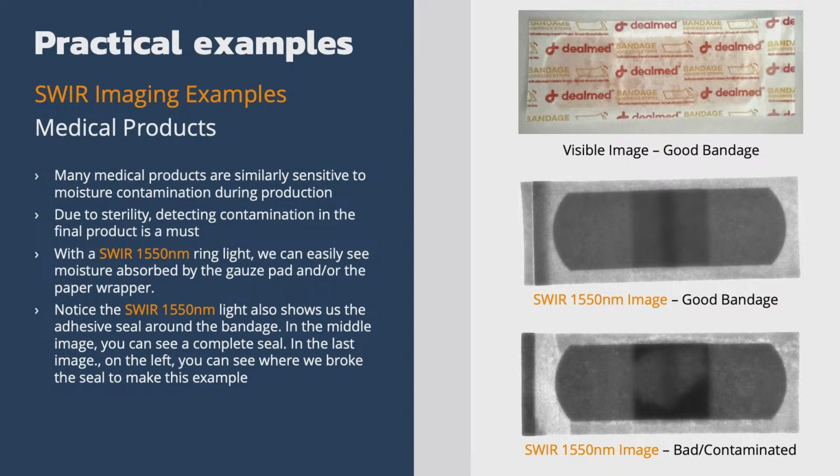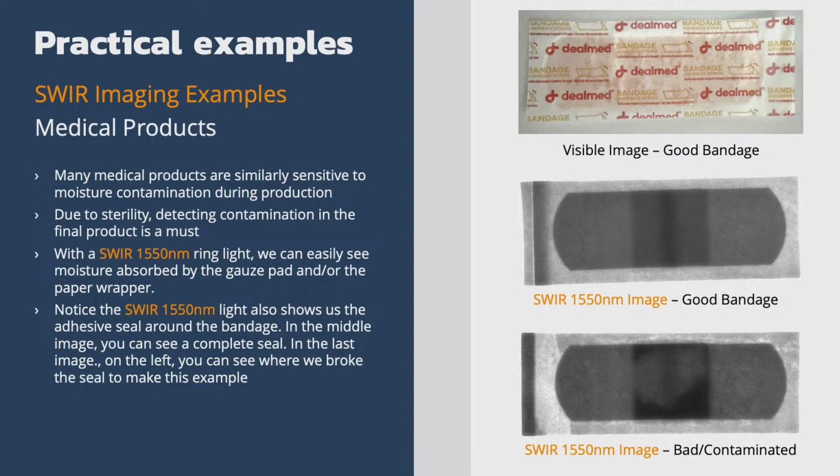And in the visible image, you can see what the consumer needs to see. And again, they may image in the visible before they do the SWIR in order to see that the bandage is properly packaged. But again, if it's contacted any kind of moisture along the way or absorbed it, it is definitely a problem for them. So you can see in the middle image is a SWIR 1550 nanometer image of a good bandage. And now we're using a backlight to backlight through the packaging and see what is inside.